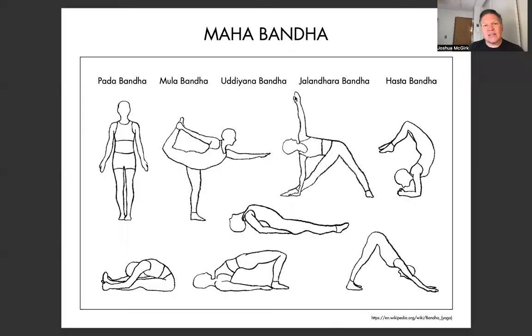As we're looking at this little bit, Mahabandha in Sanskrit is royal lock, and we've added in a couple bits. So we've got Pada Bandha, the first one there on the left at the top, and that's in relation to what our feet are doing. Mula Bandha we saw on the last screen is what the pelvis is doing. Uddiyana Bandha is what our rib cage is doing. Jalandhara Bandha is what our head is doing. And now Hasta Bandha is what the hands are doing.